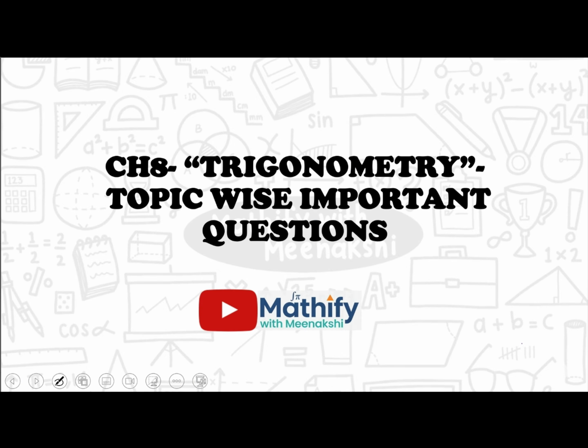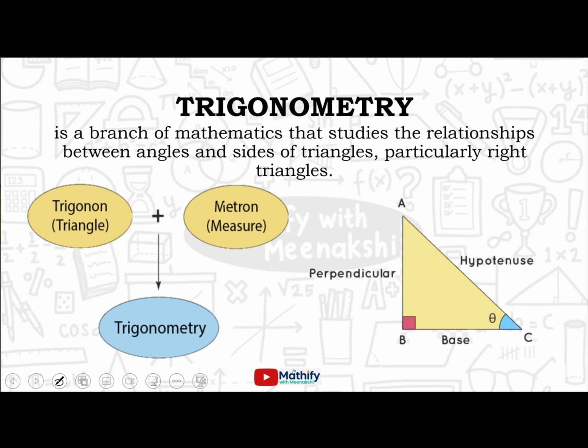Today in this video we'll discuss topic wise important questions from the most important chapter of class 10th, trigonometry. Before solving questions we must know what is trigonometry. Trigonometry is a branch of mathematics that studies the relationships between angles and sides of a triangle, particularly in a right triangle. That means in a right angle triangle, if we know some sides, we can find the angles. And if we know an angle and a side, we can find the other sides.